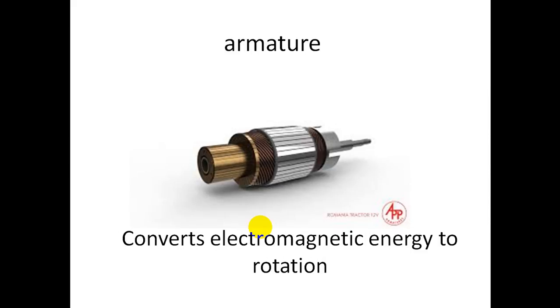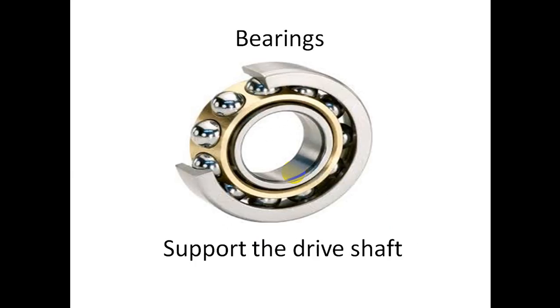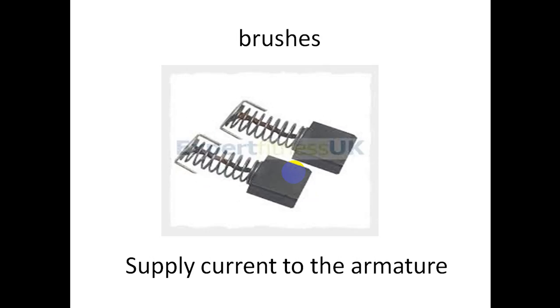I will show you some components of the motor and their functions. The first one you can see is the armature. It will convert electromagnetic energy to rotation. And then we have the bearings. They support the rotor shaft. And what is the rotor shaft? I will show you later. The third one is brushes. Their function is to supply the current to the armature.